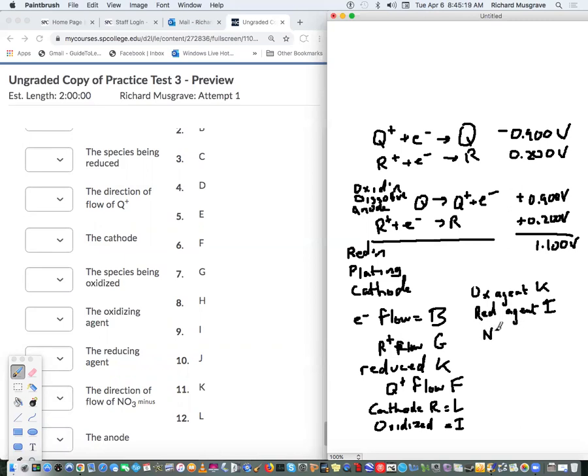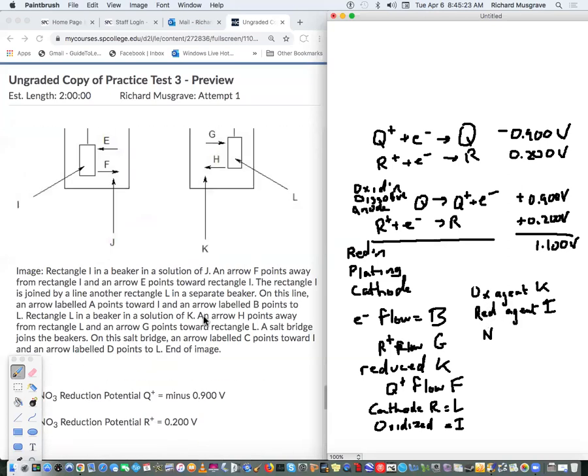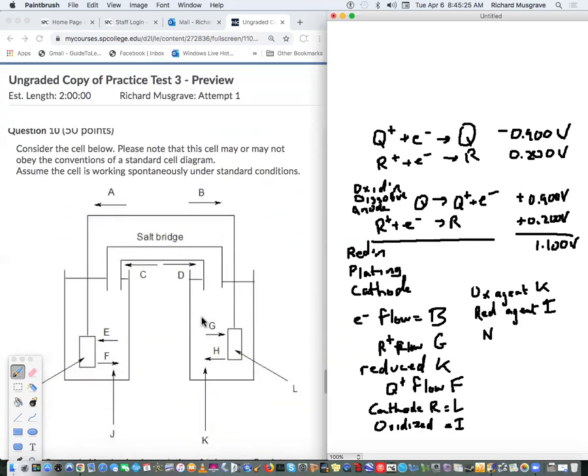Okay. Did you just scroll back up to that little diagram? Which, this one here? Mm-hmm. Yeah.